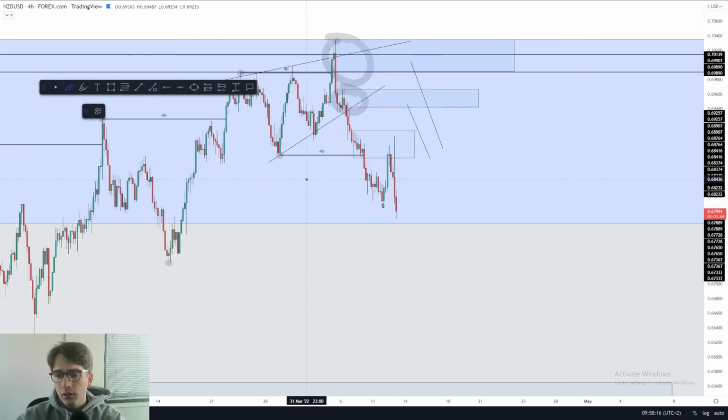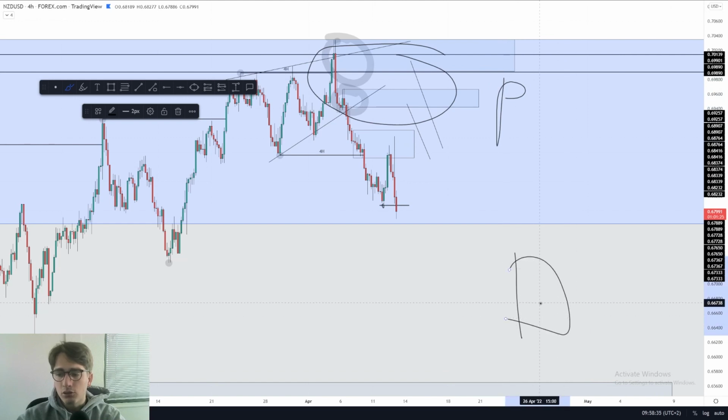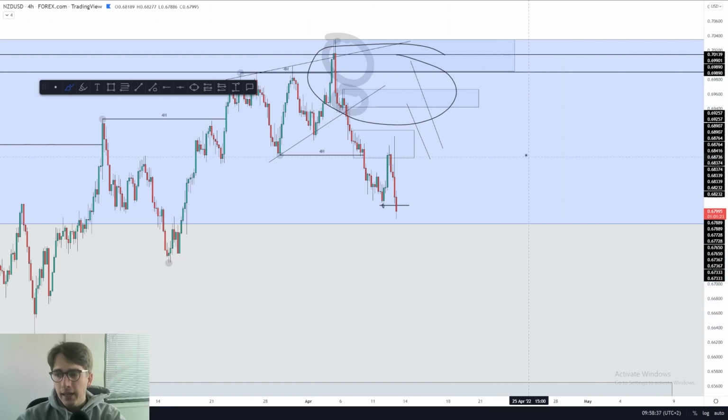But what I'm currently looking at is, okay, we've now seen this breaker structure, so let's see a pullback in towards this wick and then maybe take some more shorts. But it is getting more risky, as there were much better levels to be selling at, much higher inside the premium and not as close to the discount. So yeah, that is that for Kiwi dollar.